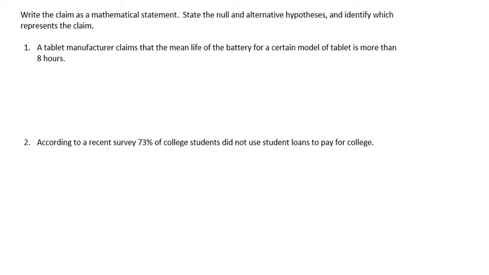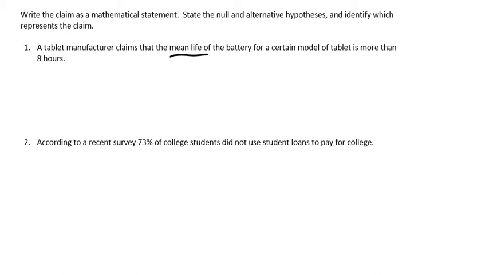In these two examples, we're going to look at writing the claim as a mathematical statement. We'll state the null and alternative hypothesis and identify which one represents the claim. So let's look at the first one. A tablet manufacturer claims that the mean life for the battery for a certain model of tablet is more than 8 hours. Let's look for some key phrases in here.